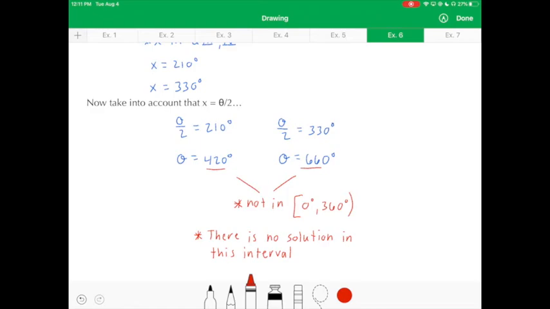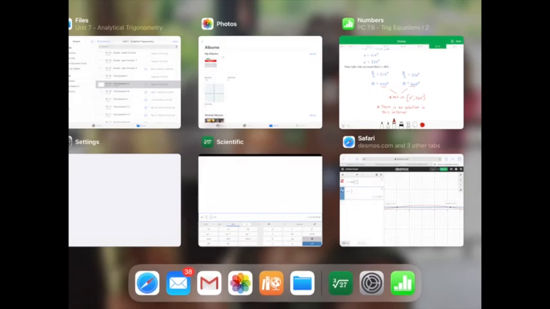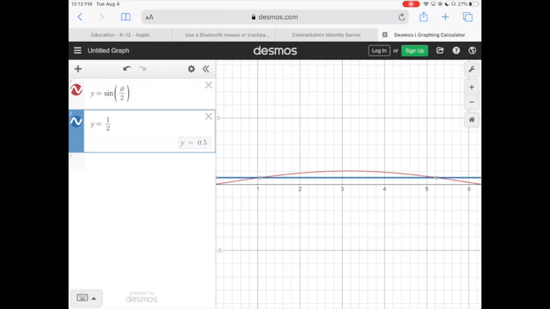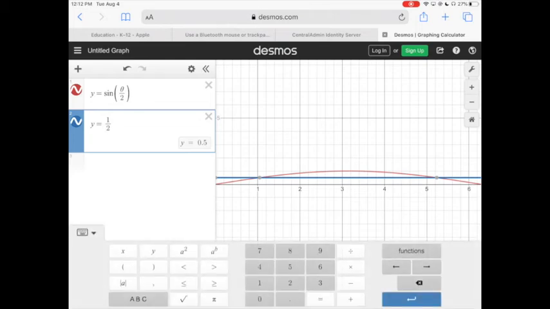Okay, and we can verify this. I can go back and I'll just use the same graph as before, except now I've got to change this to y equals -1/2. Okay, and I'm in radians right now, but that shouldn't matter. Notice that over the interval 0 to 2 pi, which matches 0 to 360 degrees, see how there's no intersection between the two curves. That's why we're saying no solution.